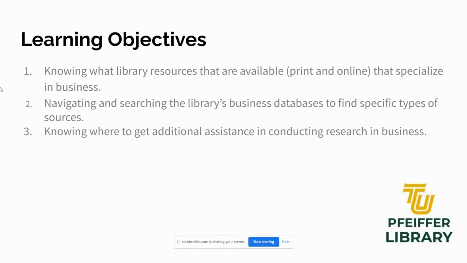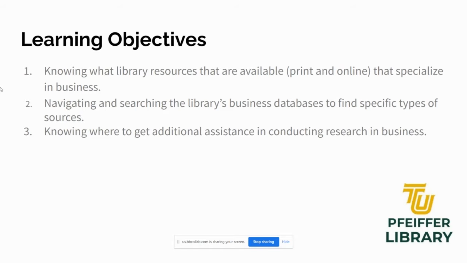The second one is navigating and searching the library's business databases to find specific types of sources. We have all sorts of different sources that range from newspaper articles to journals to books to ebooks, and you have so many options, so I want to make sure you realize how different types of sources can serve you well.